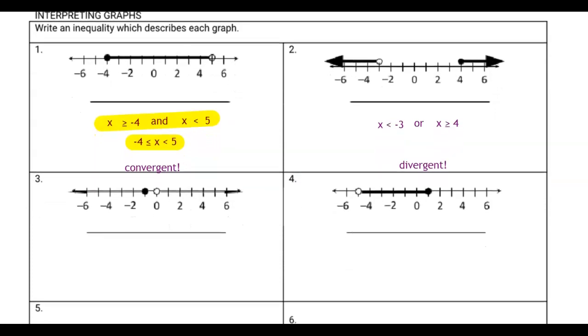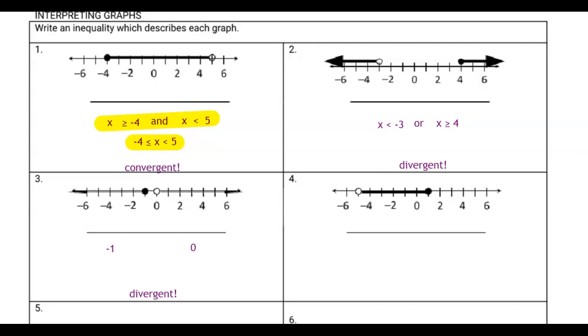I know the shading is a little strange here, but it looks like it starts here and shades upwards. It looks like this one shades downwards to the negatives, and this one is shading up towards the positives. Okay, pause the video, try this one out, and then see if you got it right.